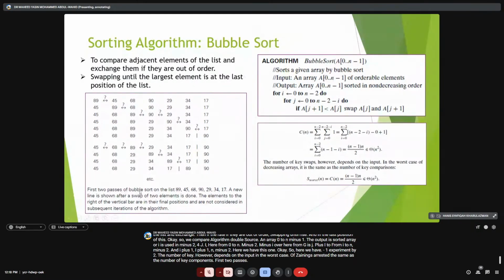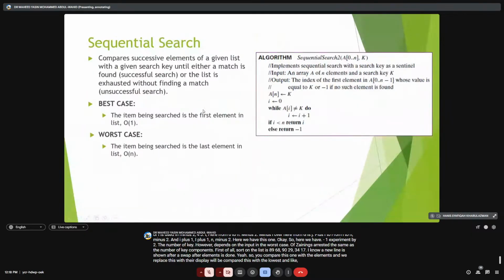First two passes of bubble sort on the list 89, 68, 90, 29, 34, 17. A new line is shown after a swap of two elements is done here. So we compare this one with the elements and we replace this with this one. We compare this with the rest and continue like this.